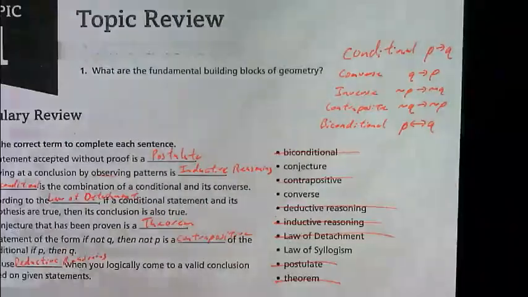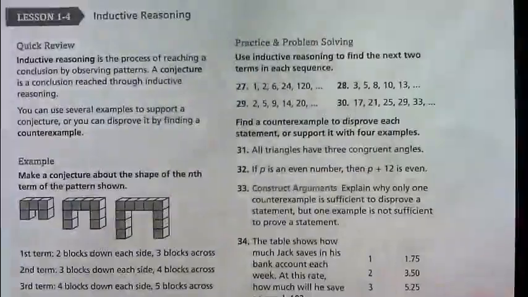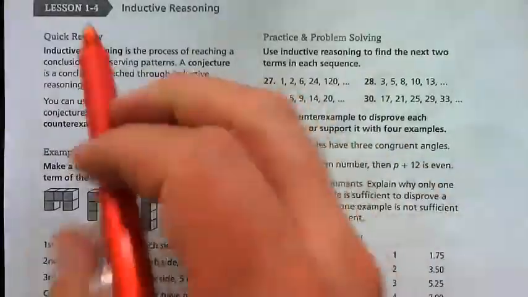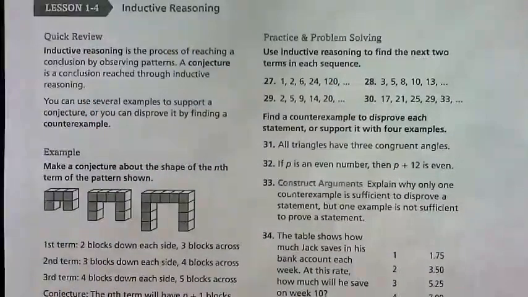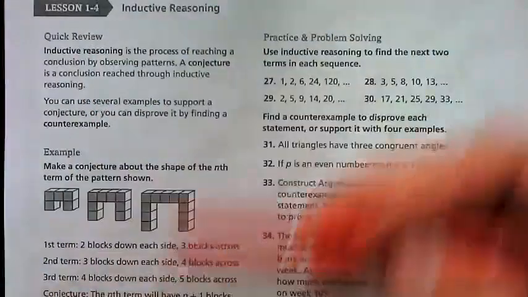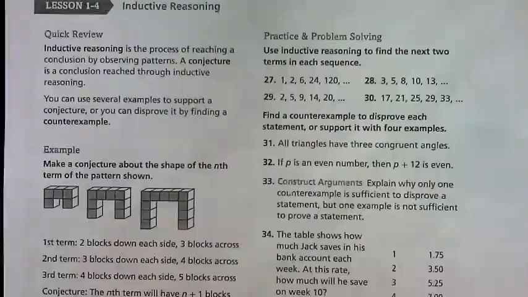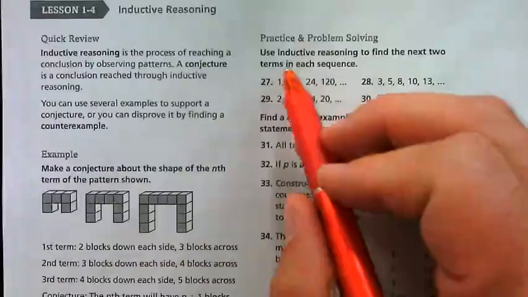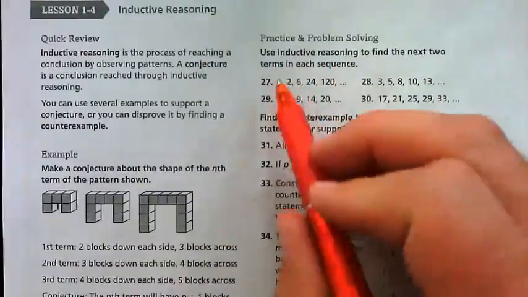Okay. Going through the next page, this is now page 66 from the book. Again, you can just use this paper if you want to. The first part of this, 1-4, was all about inductive reasoning. There are some examples over here just to refresh your memory. We're going to go through the practice and problem solving part. Use inductive reasoning to find the next two terms in the sequence.